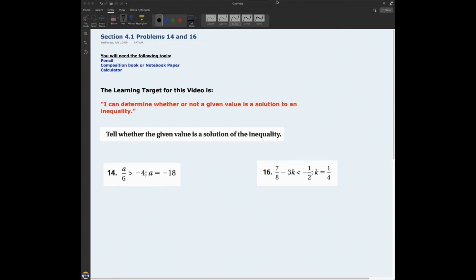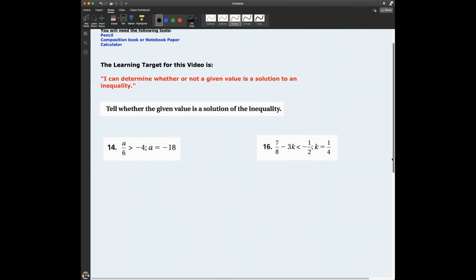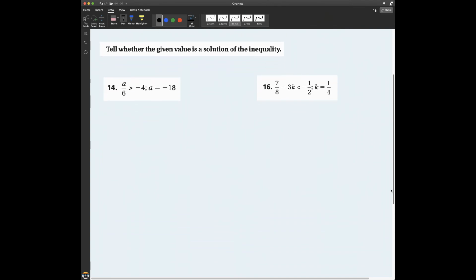The learning target for this video is I can determine whether or not a given value is a solution to an inequality. So we've started learning about inequalities, and one of the things we've learned is the difference between inequalities and equations. When we solve an equation, we get one answer and only one answer. When we solve an inequality, we end up getting many answers, an infinite number of answers as our solutions.